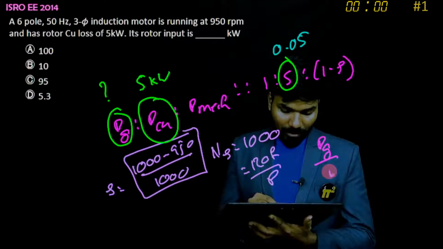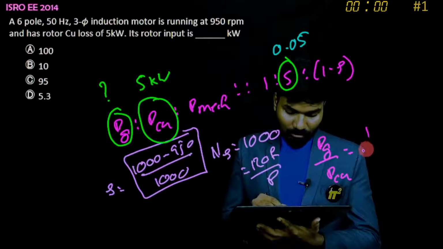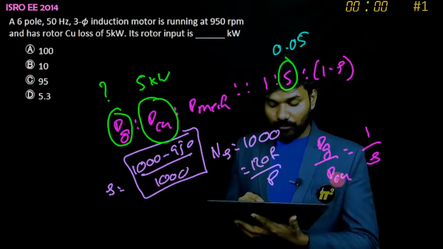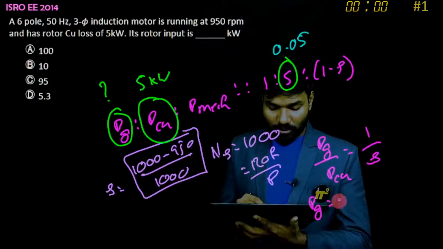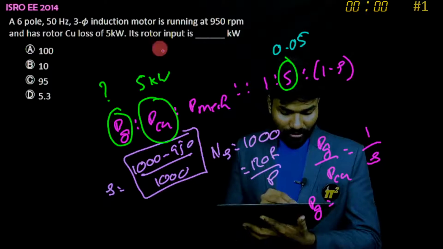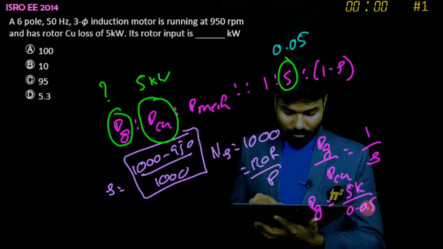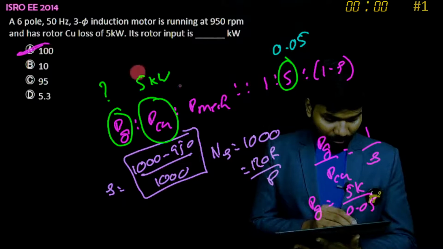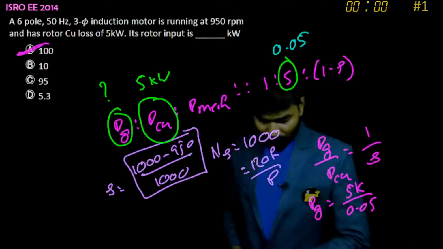PG by PCU is equal to 1 by S. I know the value of PCU, I just want the value of PG. PG is the rotor input power. Copper losses is 5 kW divided by 0.05, which is the slip. If you do that, you will get the answer as 100.